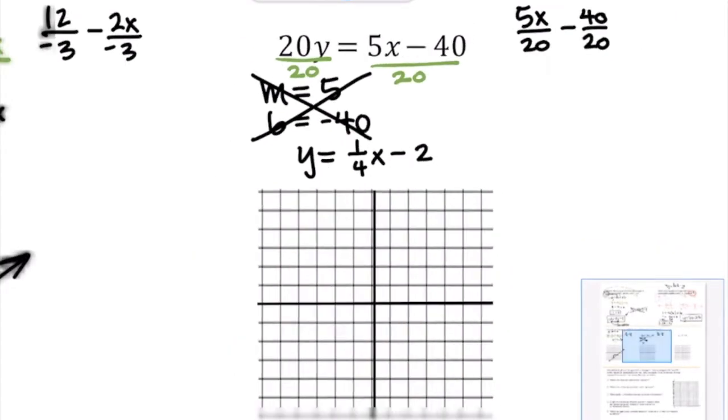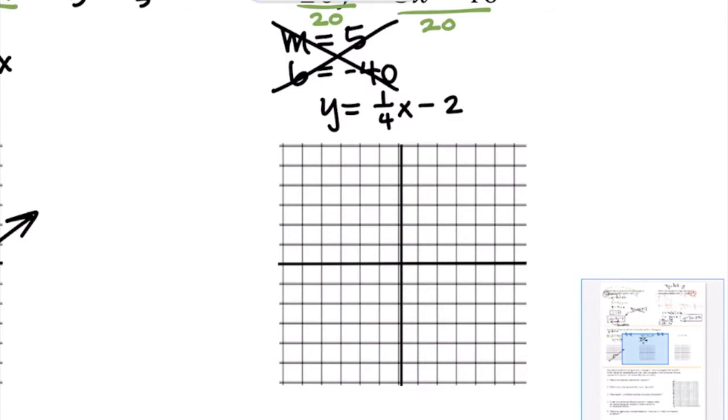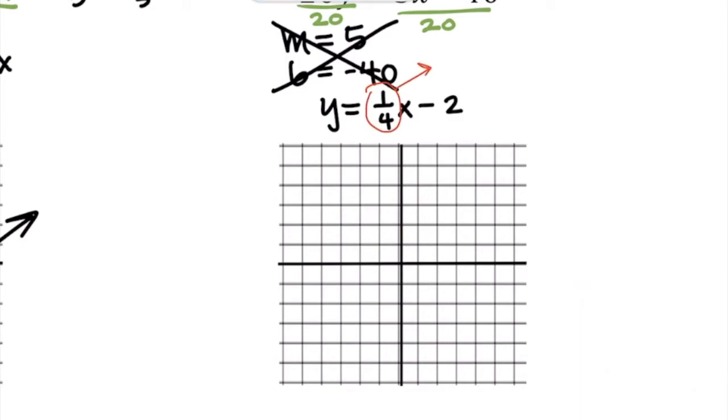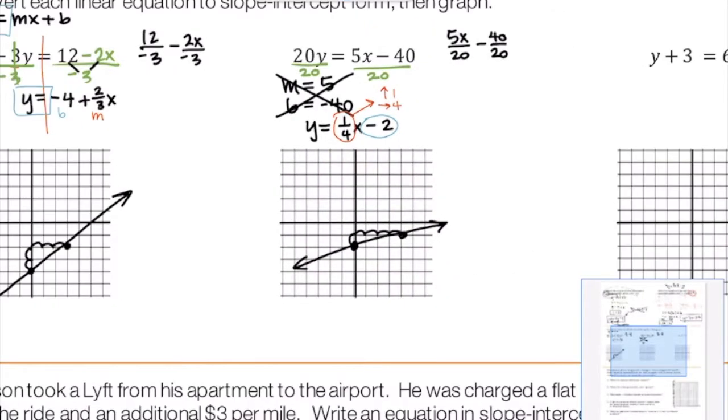Now we've got our slope is 1/4. What's that going to do? We're going to go up 1, right 4, and then our y-intercept is negative 2. So let's go ahead and plot that. We're going to plot the y-intercept first, and then we're going to go up 1 over 4 from the y-intercept. Connect our dots with a line, and we've got our equation graphed.